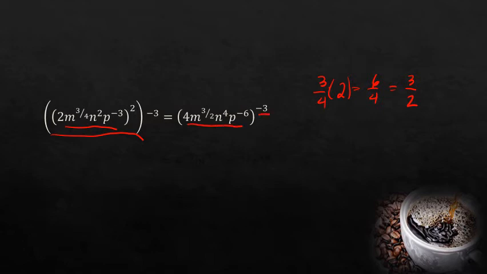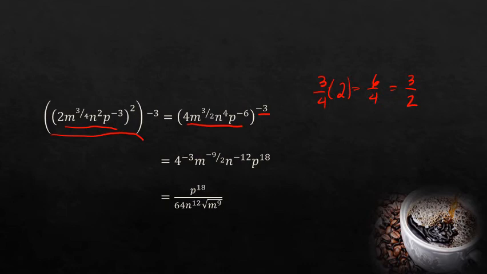And then again this whole thing is raised to the power negative 3, so we distribute the power negative 3 to each of the factors, so we will have 4 to the power negative 3. M will now have the power negative 9 over 2, N will have power negative 12, and P power negative 18. So we will now have the negative exponents in the denominator, and the positive exponents will remain in the numerator, which is only P. So on the numerator, we only have P to the power 18.